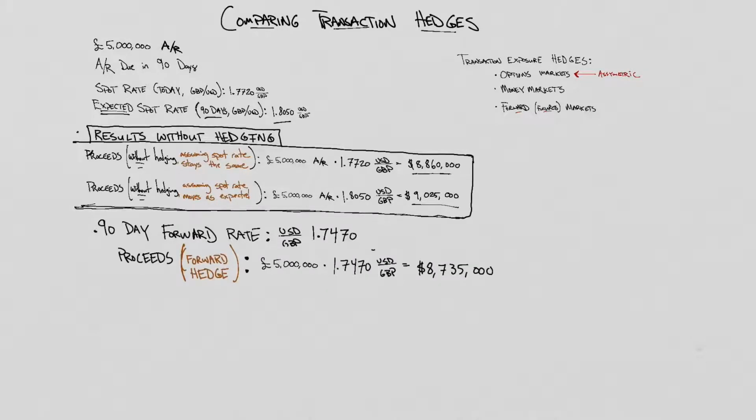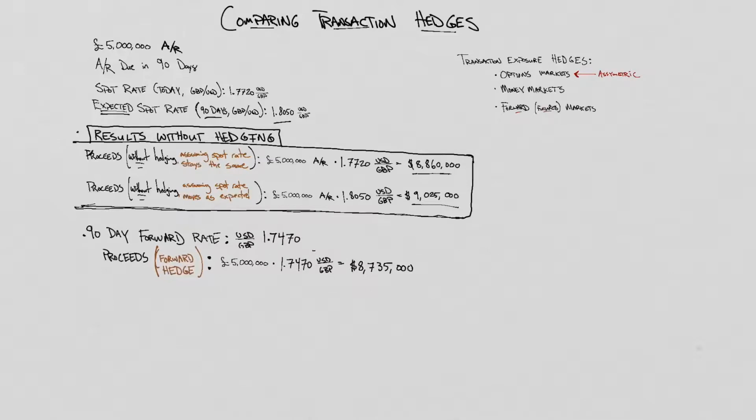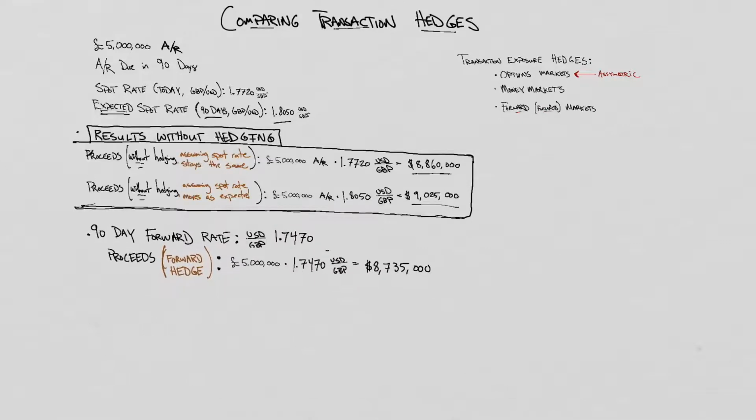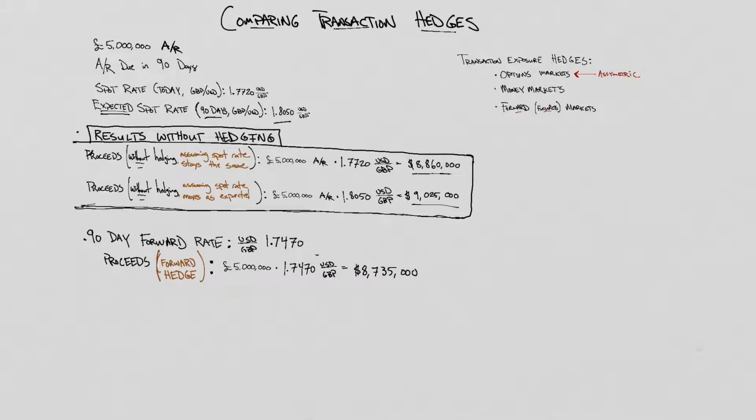So yeah, forward contracts are my personal favorite because they're so quick and easy to do. But let's take a look at the proceeds we'd get if we were to use a money market hedge instead. So let's add this to our results with hedging booklet and then check out a money market hedge.